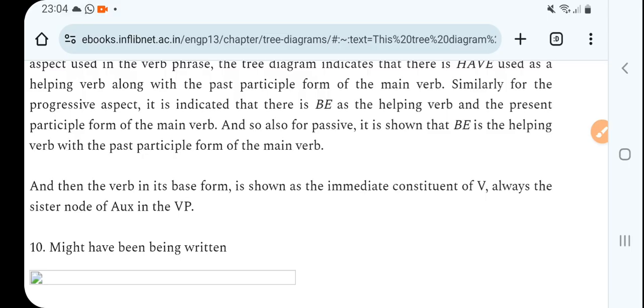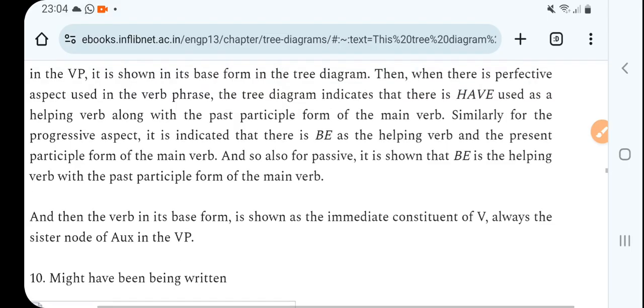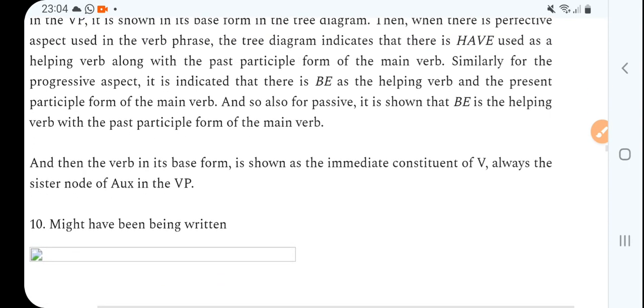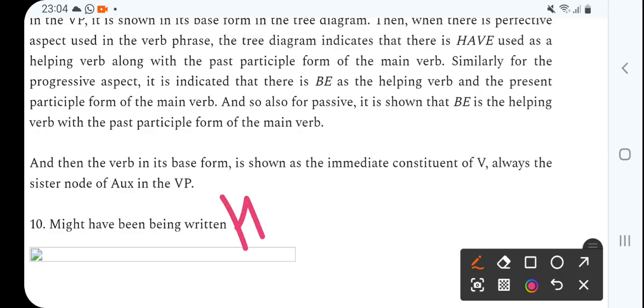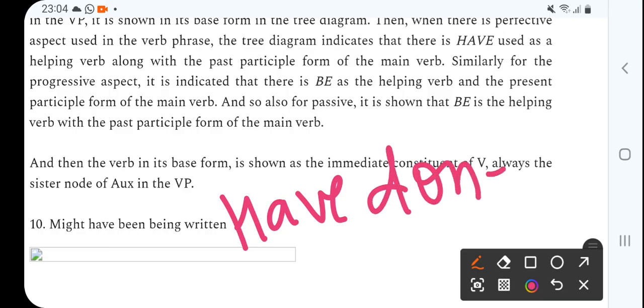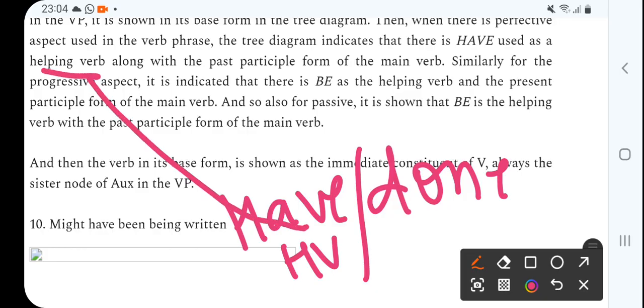The tree diagram indicates that there is have used as a helping verb along with the past participle form of the main verb, right? So that is the past participle form. So, for example, have done. Here have is used as a helping verb, and done is the past participle form of the main verb.